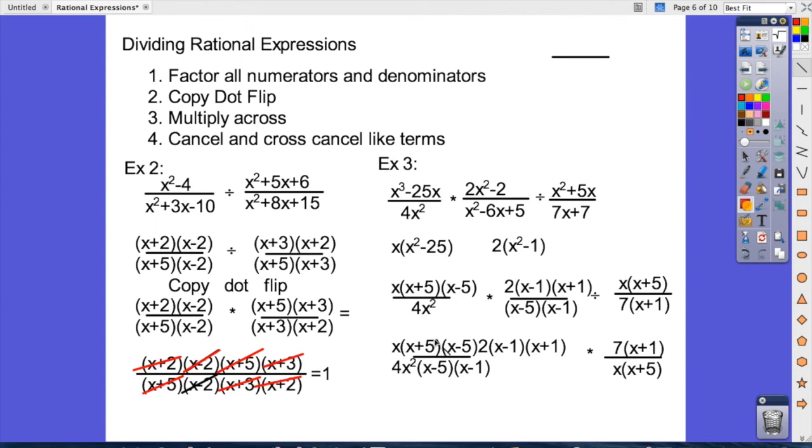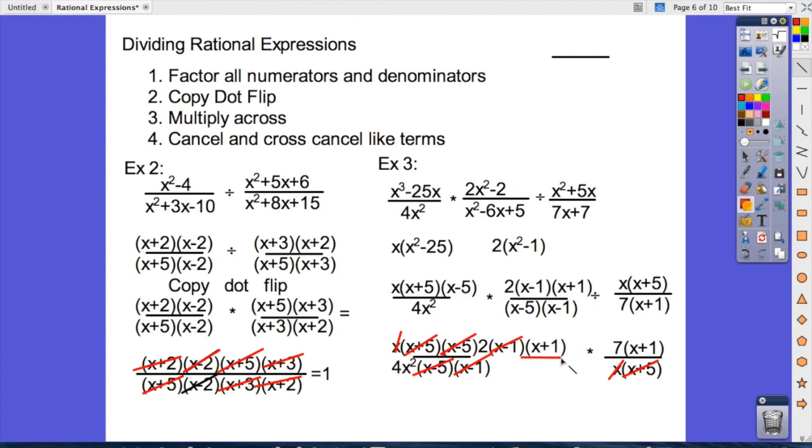Because we can cross cancel, I notice that there's an x plus 5 up here. There's an x plus 5 down here. We have x down here. We have an x up here. At this point in time, there's nothing else on this numerator that could be simplified with anything on... Oh, there is actually. There's x minus 5 here on the top, x minus 5 down here, x minus 1, x minus 1. That's it.